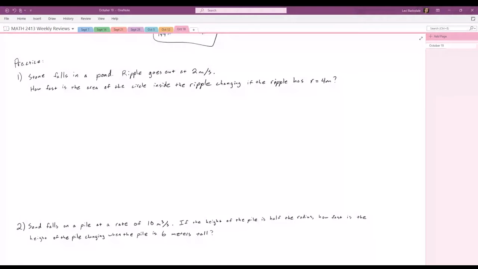So I'm thinking if it comes out at 2 meters per second, that's the area. Well, the ripple is moving out at 2 meters per second. What do you do next?